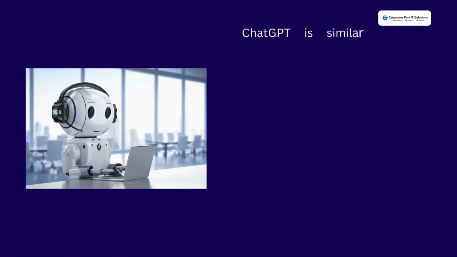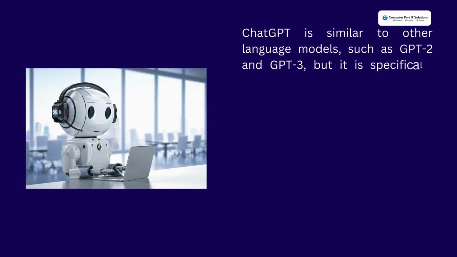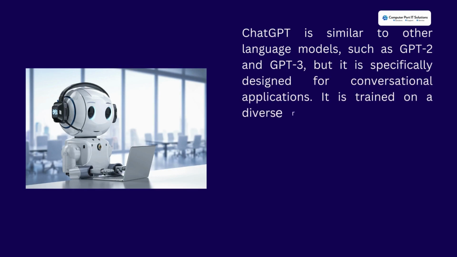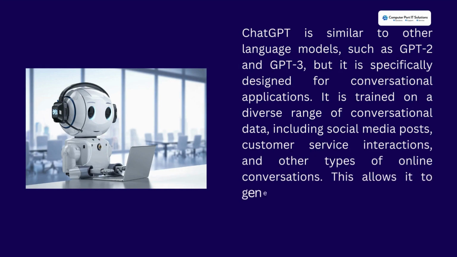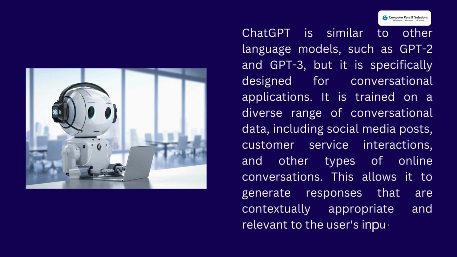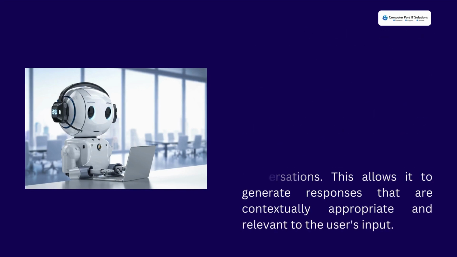By generating natural language responses to user input, ChatGPT can simulate human-like conversation and provide useful information or assistance to users. ChatGPT is similar to other language models, such as GPT-2 and GPT-3, but it is specifically designed for conversational applications. It is trained on a diverse range of conversational data, including social media posts, customer service interactions, and other types of online conversations. This allows it to generate responses that are contextually appropriate and relevant to the user's input.